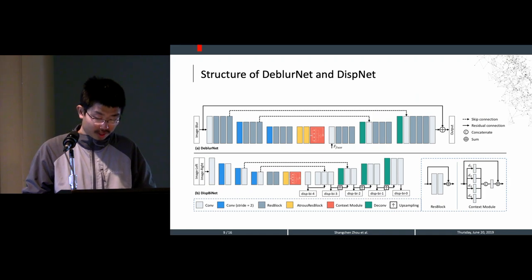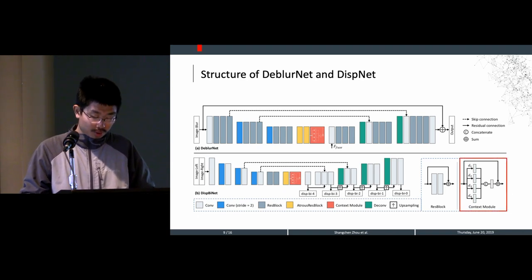This is a detailed structure of DeblurNet and DepthNet. We obtain the multi-scale features. We use a context module in these two networks. The module contains parallel dilated convolutions with different dilated rates.